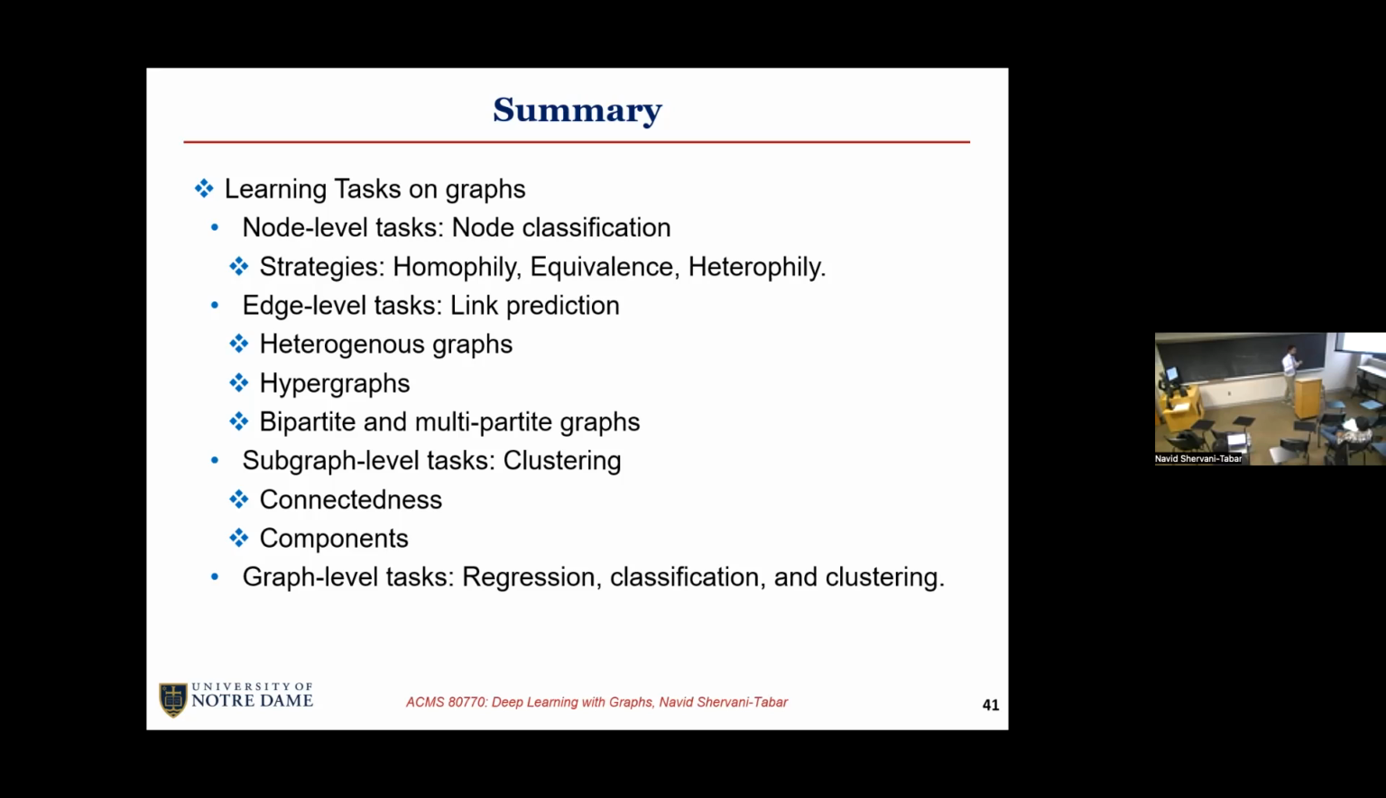We looked at two different graphs, heterogeneous graphs and hypergraphs. And lastly, we looked at bipartite and multipartite graphs. So these were different types of graphs that you encountered when you were looking at link prediction problems. We looked at subgraph level tasks, including clustering, and we looked at different concepts related to clustering, including connectedness and components that we'll revisit later.